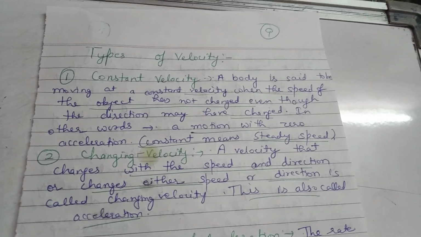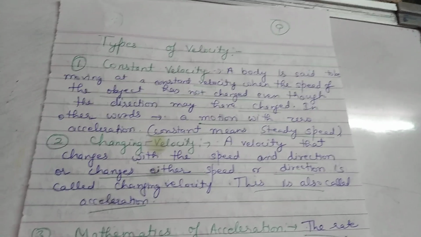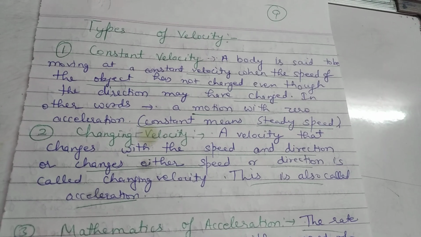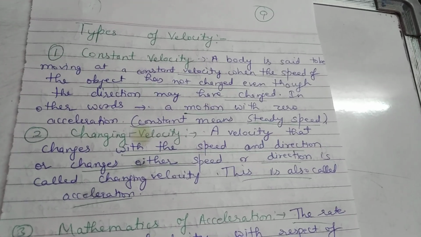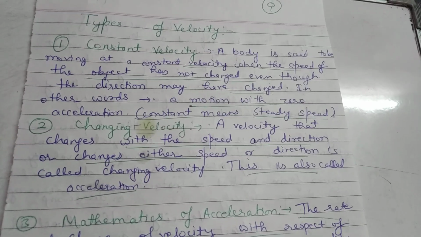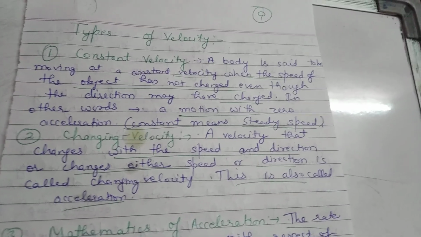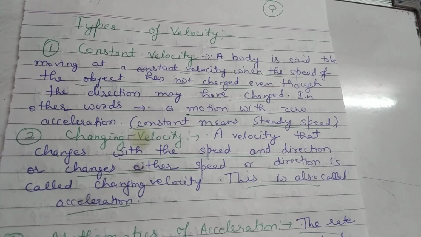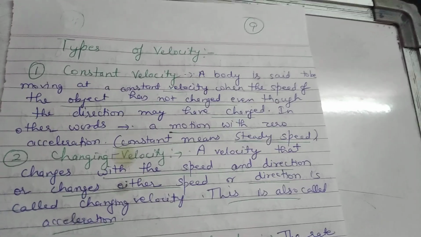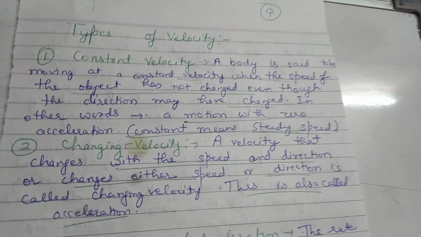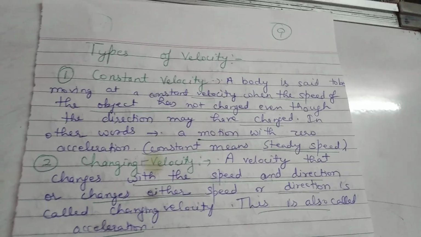What is constant velocity? When the speed of the object does not change, even though the direction may change. If the direction has changed, then it is not constant velocity. So this is constant velocity. If the object has changed because the direction of the object has changed, then it is not constant velocity.